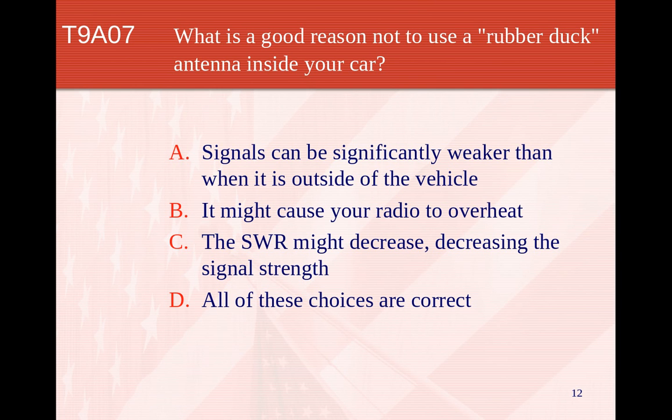What is a good reason not to use a rubber duck antenna inside your car? Signals can be significantly weaker than when it's outside the vehicle. You can think of the car as being a Faraday cage, and it's going to block pretty much all your signal getting out of the vehicle if you're inside the vehicle. So it's best to use a small mag mount antenna on the roof, or a window clip antenna. Those usually work really well.